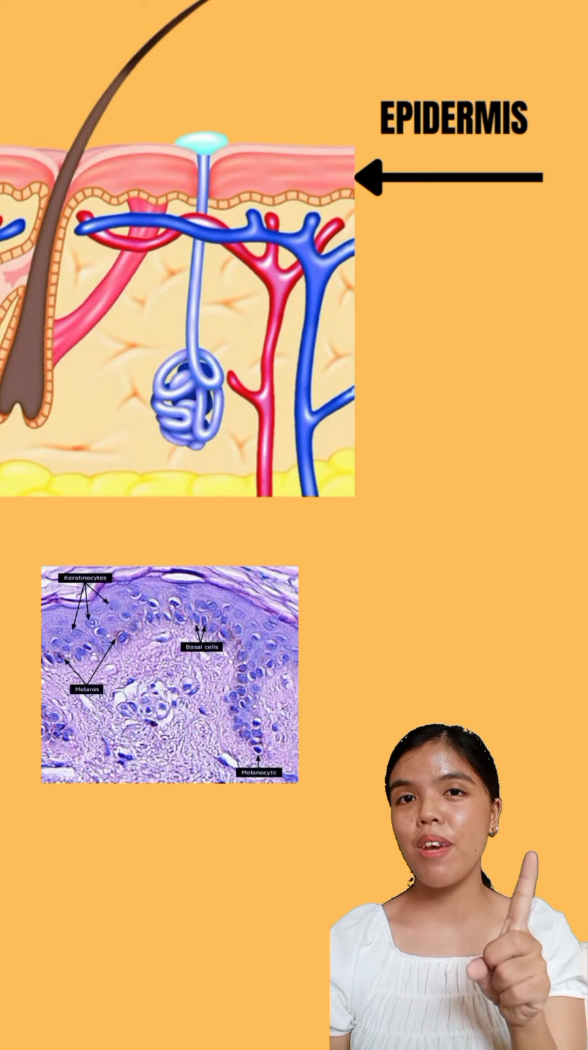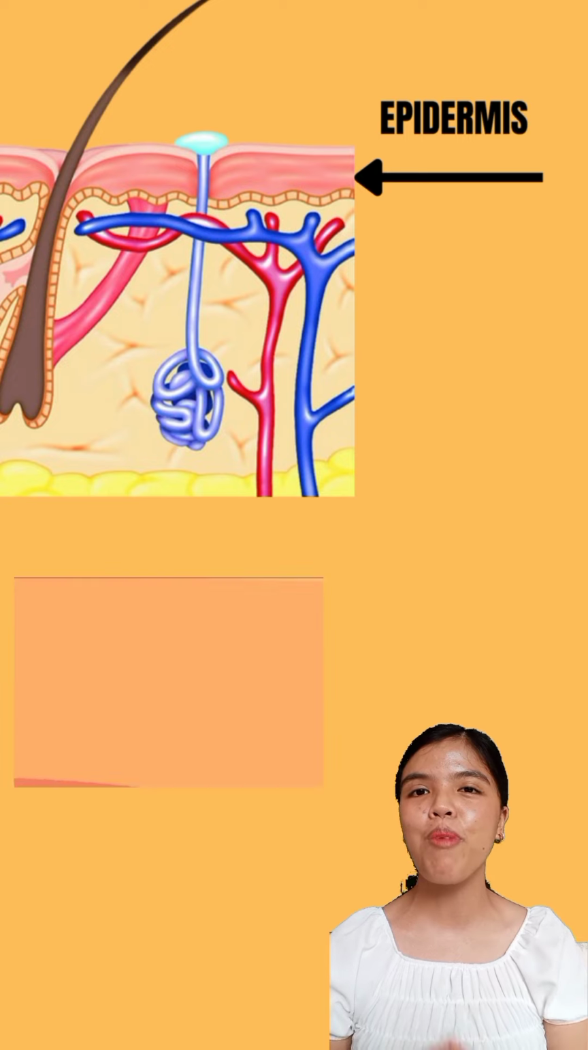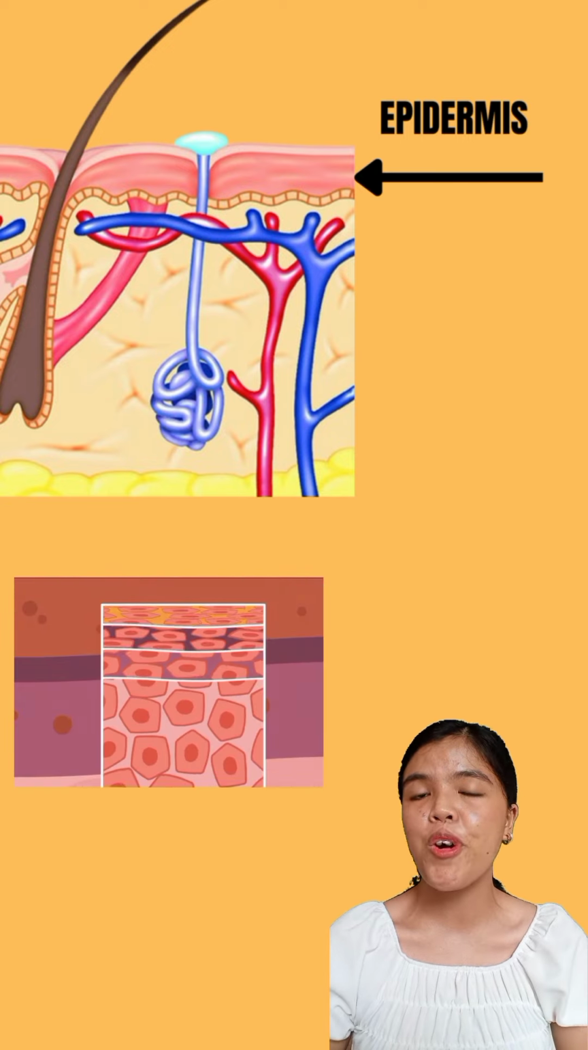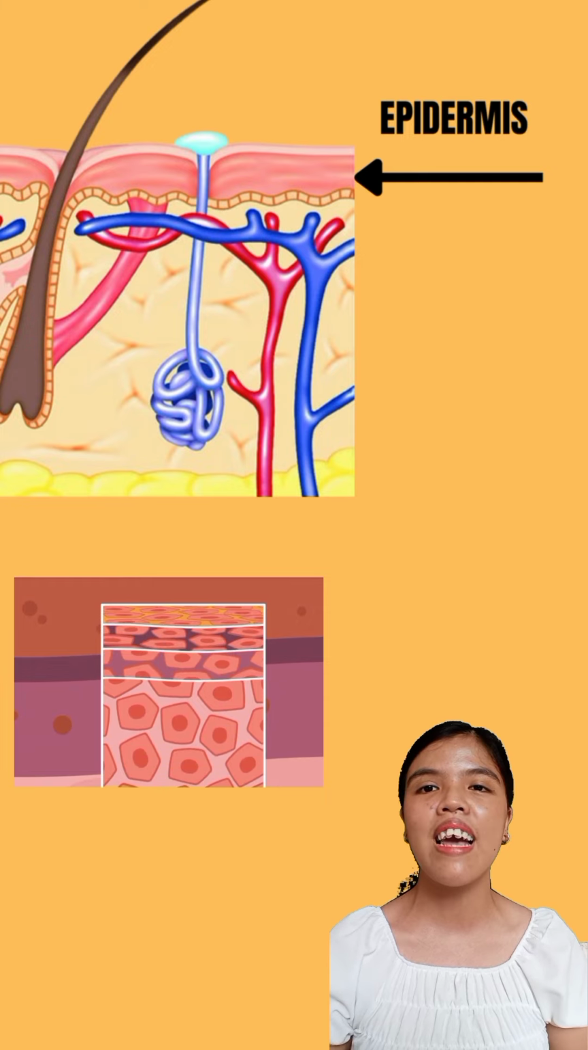The first layer is the epidermis. It is made of keratinocytes. It is in constant work because at the bottom of this layer, your skin cells are forming. New skin cells move up to your skin's surface and replace older cells that die on the surface.